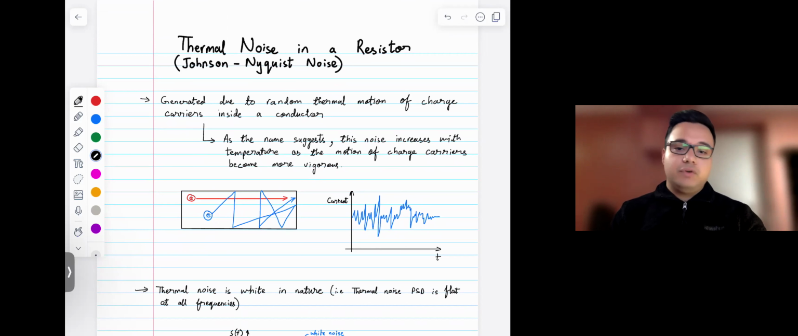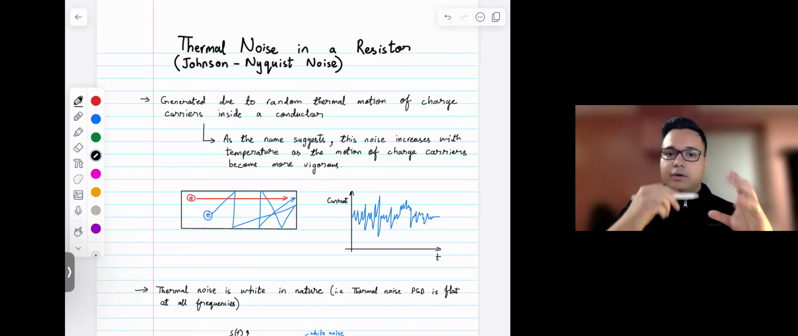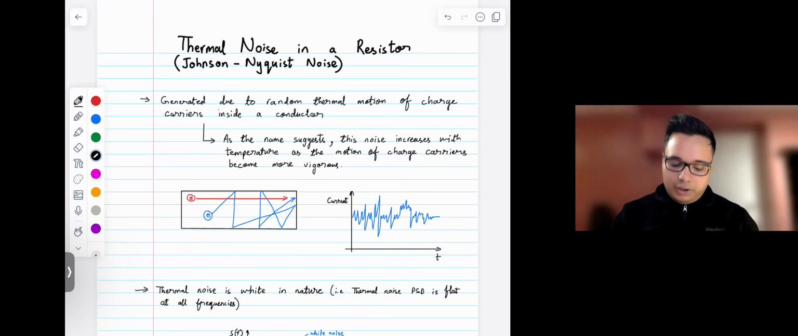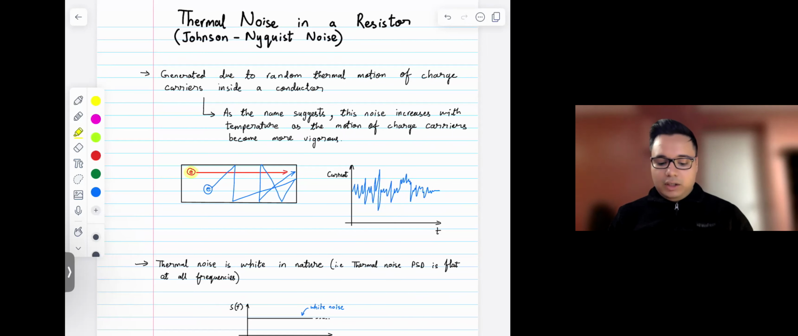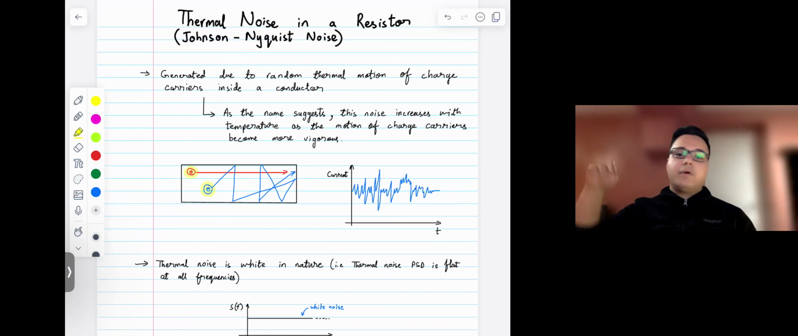So thermal noise is essentially generated due to the random thermal motion of charge carriers inside a conductor. That sounds like a mouthful, but what I really mean is that if you have a conductor and there's some current flowing through it, then the electrons are not going to flow in a straight line through the conductor. So, for example, not something like the path of the electron shown in the red. It would look, in practice, something more like the electron in the blue, where it's just bouncing around in a random motion through the conductor.